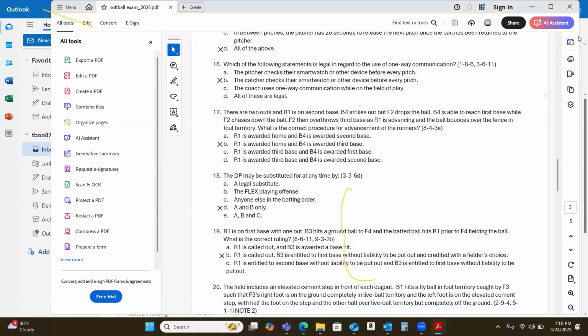So the second half of this is to make sure, as the base umpire or as the plate umpire, you are paying attention to your specific runners, not your partner's runners.